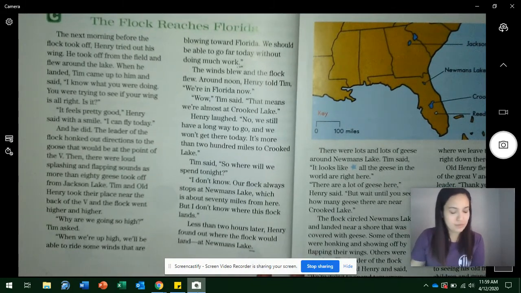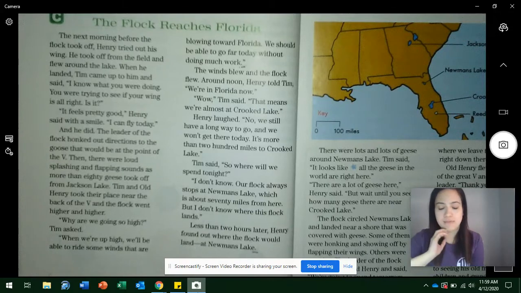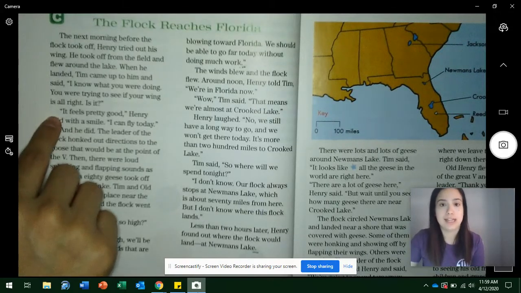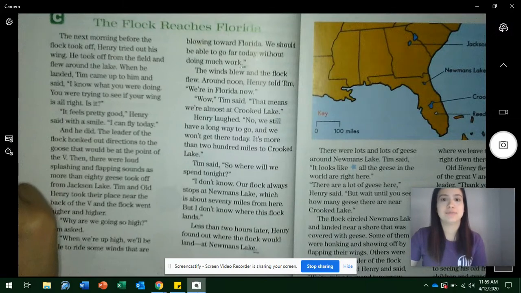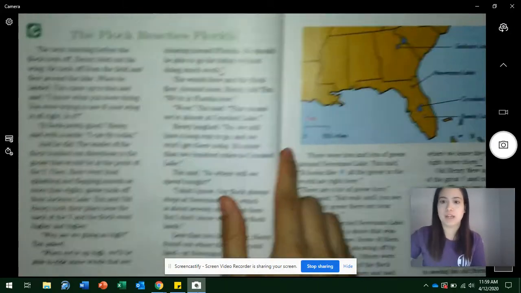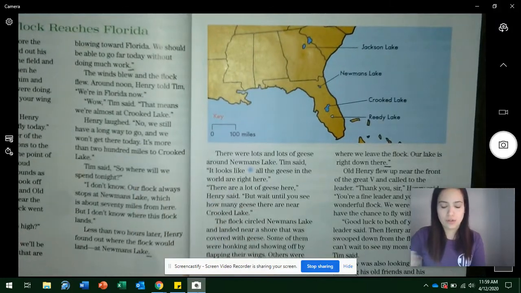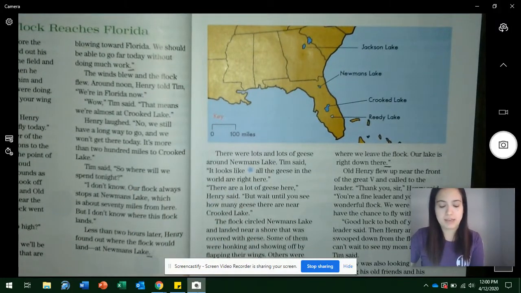So, everybody, what was the name of the lake that Henry's flock always landed at? Get ready. Yes, Newman's Lake. What state is Newman's Lake in? Get ready. Yes, Florida. Look at the map right here. So touch the lake where the geese spent the night. It's one of the dark blue lakes.